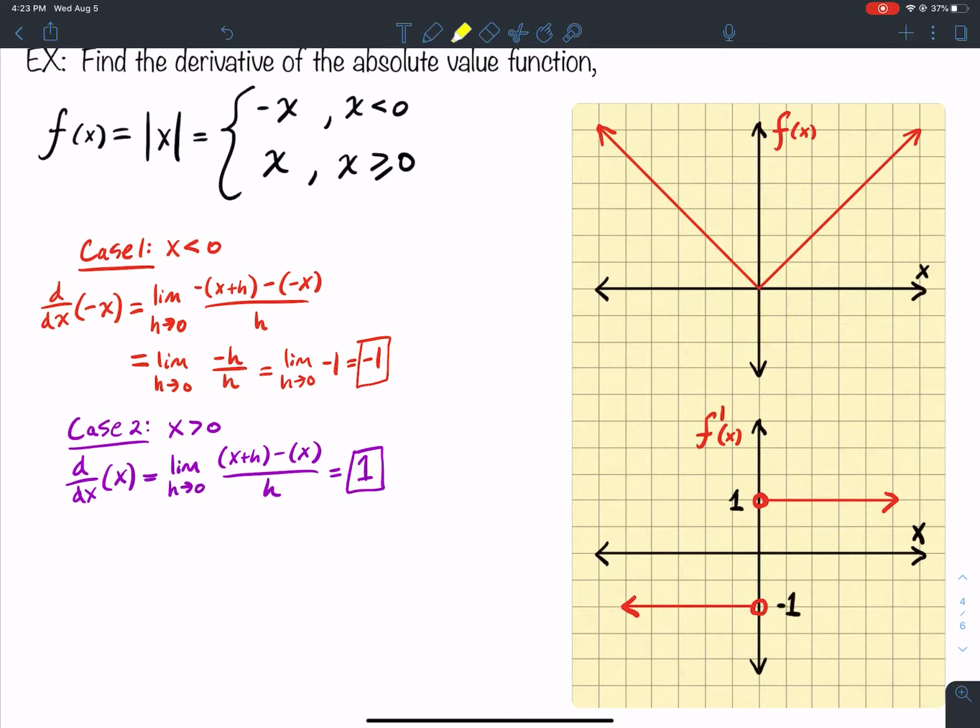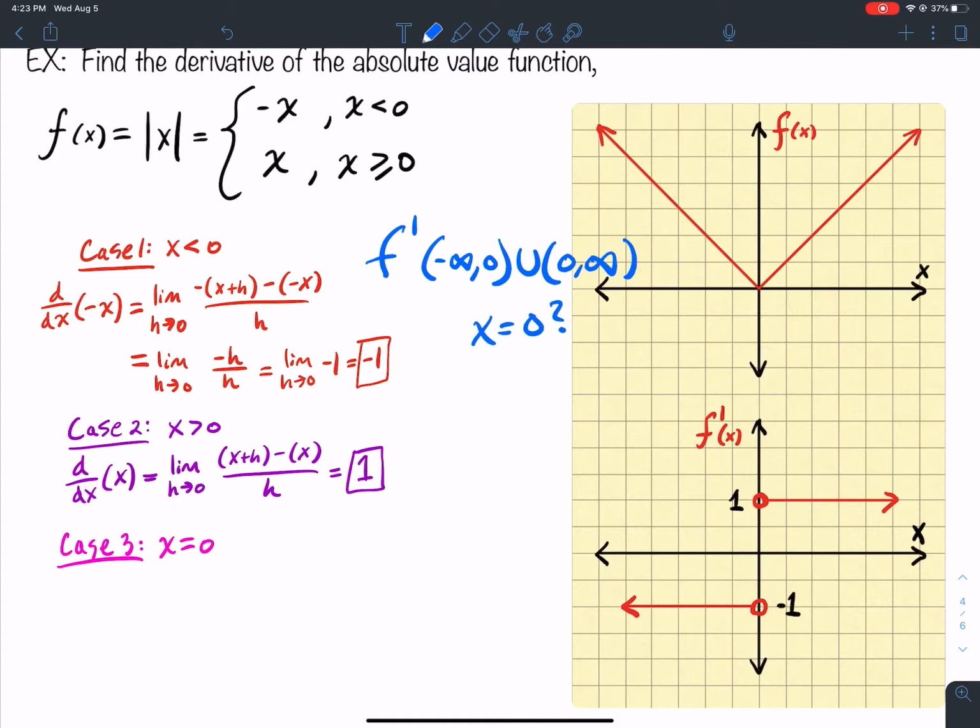Now the last case I need to consider is where x is equal to 0. Right now we don't have the derivative defined at that point. So far we've defined the derivative for -infinity to 0, and then from 0 to infinity. So we just have to check: is it defined for x equal to 0? That's the last case. So let's see what's going on here, okay?